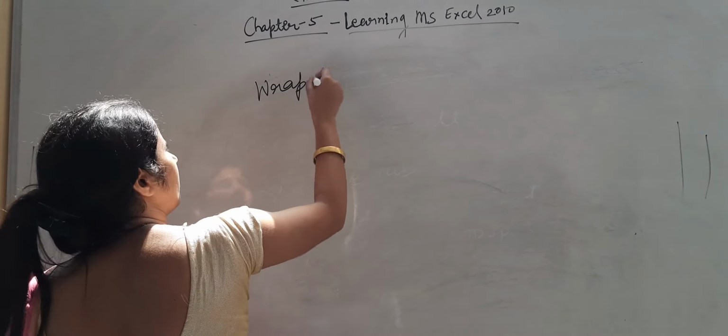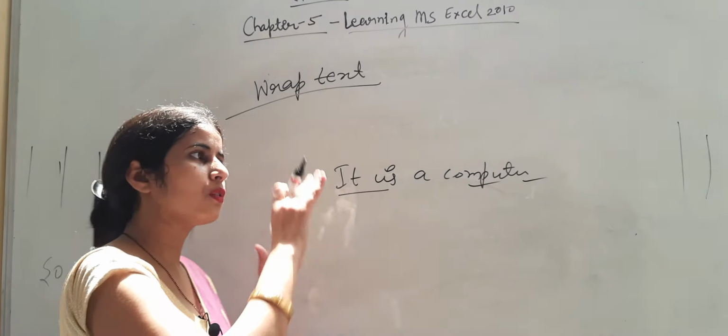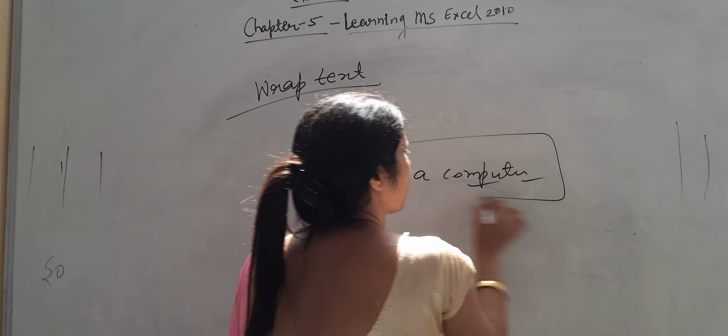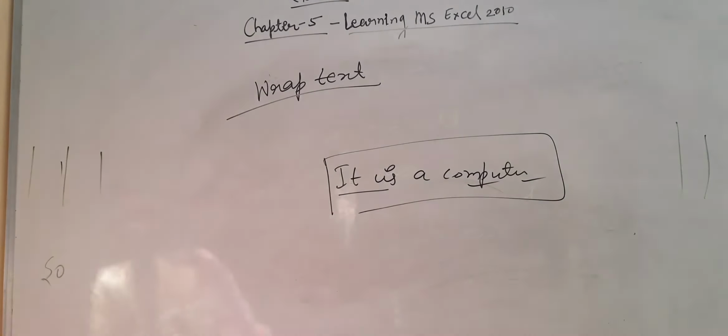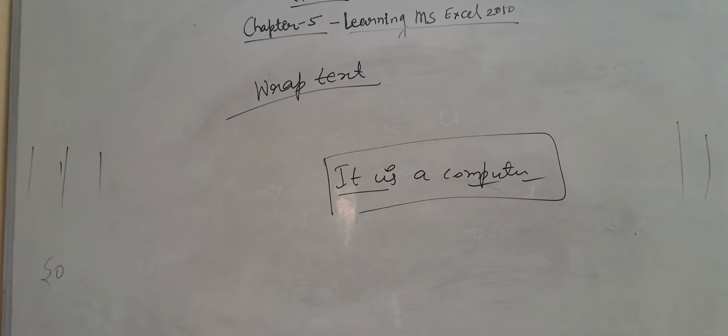Suppose some text is written, "It is a computer." Some is written here, some is written there, and you want to combine them and wrap the whole content into one. So it is known as wrapping. Here you are combining multiple lines of text into one.